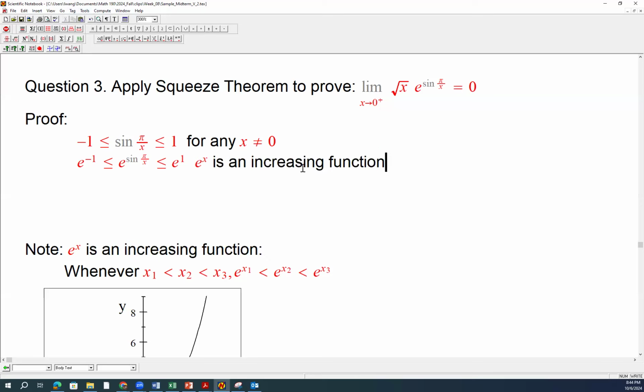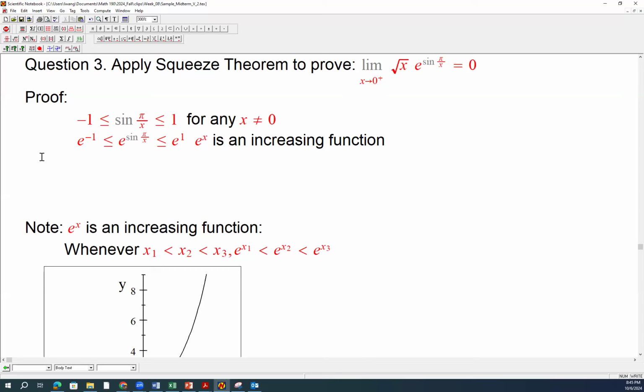Then you say, what if it's a decreasing function? Very good question. If it's a decreasing function, you have to switch the direction. For a decreasing function, when x1 is less than x2 less than x3, you have to change the direction of the inequality. Now we have an increasing function, so here you can say because e to the power x.